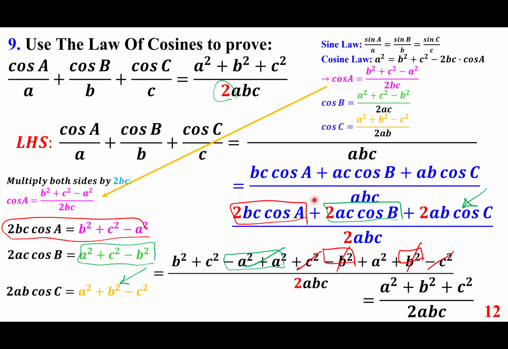In other words, we just proved through the law of cosine that cosine A over a plus cosine B over b plus cosine C over c equals a squared plus b squared plus c squared over 2abc.